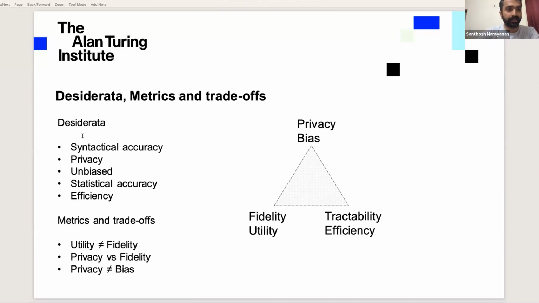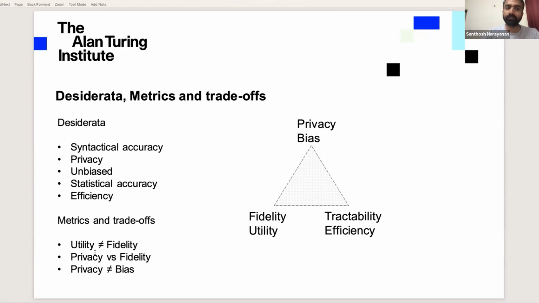So what are the key qualities that a synthetic data set should have? It should have syntactical accuracy at a minimum. That's something really non-negotiable. It should preserve privacy. It should not be leaking out individual confidential information. It should be unbiased, which we are going to talk about a little more later. And of course, statistical accuracy and efficiency. It should be representative of real world information, and the data generation method should also be efficient. It should happen in a reasonable amount of time.